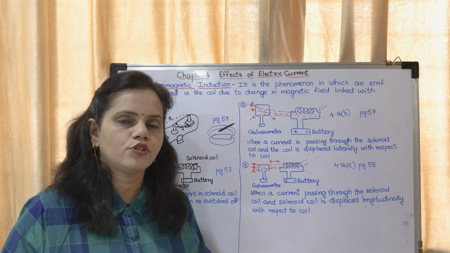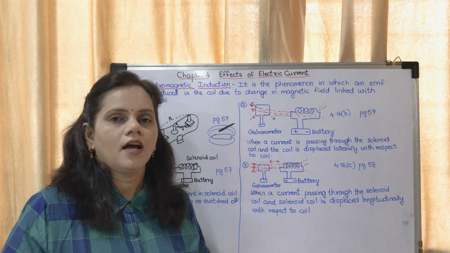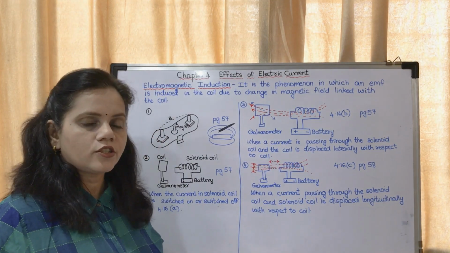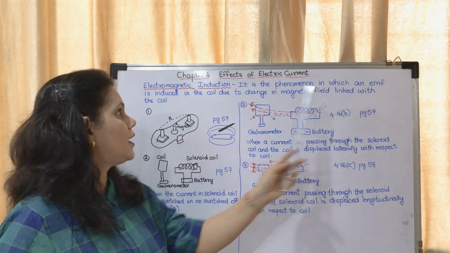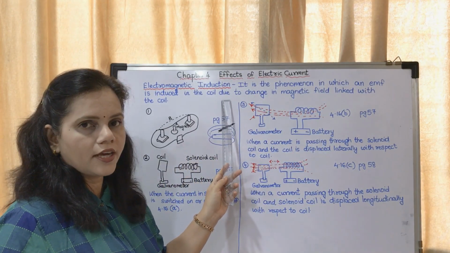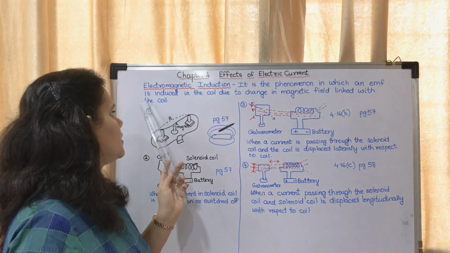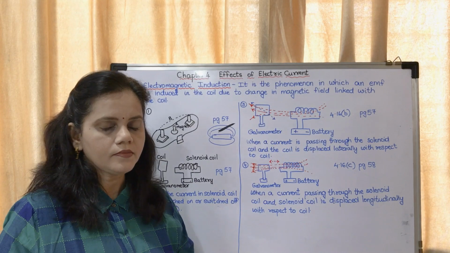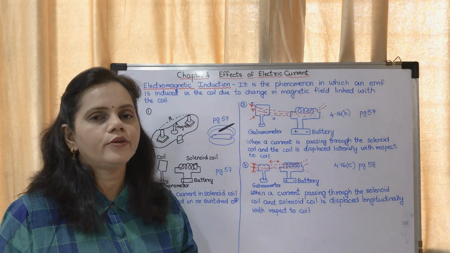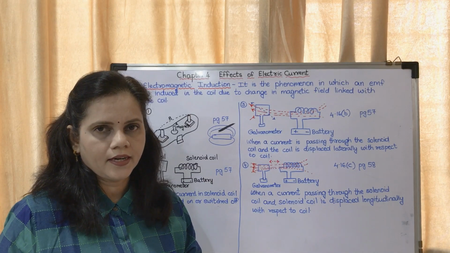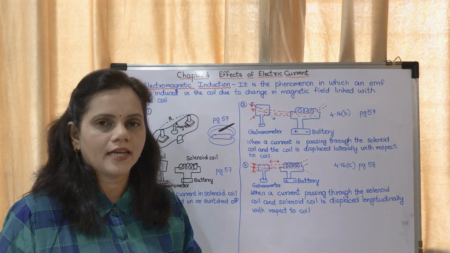Okay, induced means forced. Have you understood? So what is electromagnetic induction? It is the phenomenon in which an EMF is induced in the coil due to change in magnetic field linked with the coil. Now, there are several experiments given for you to explain what is exactly happening during the experiment.